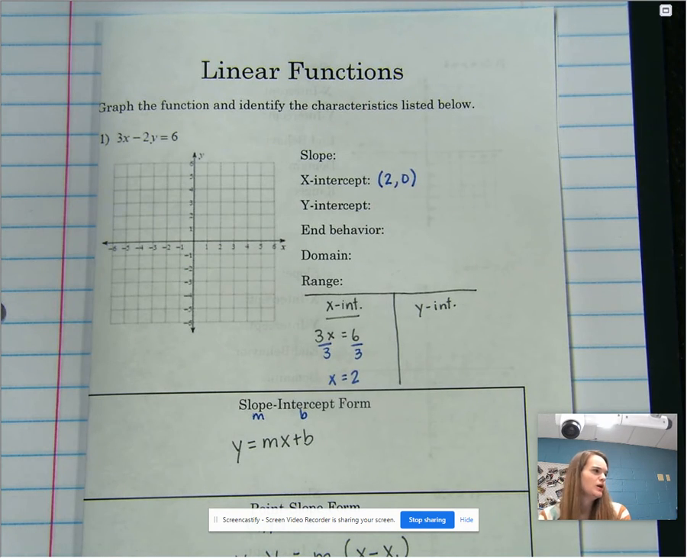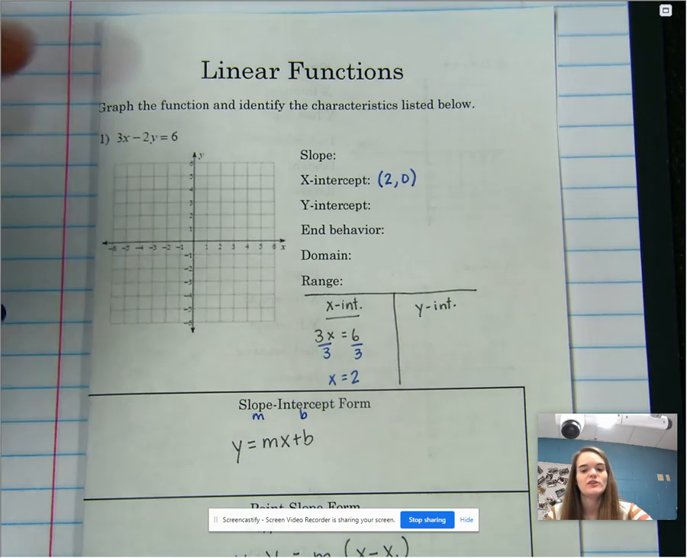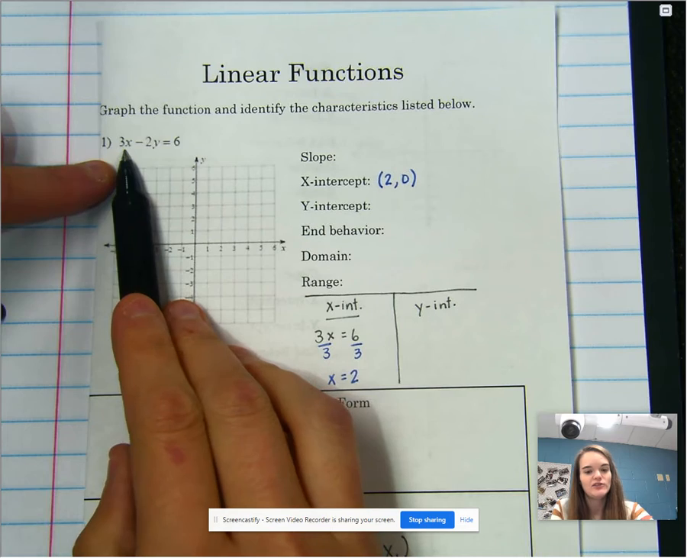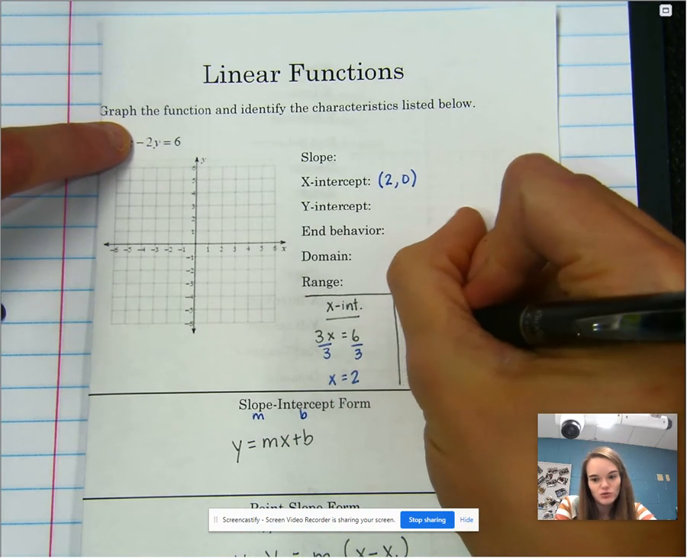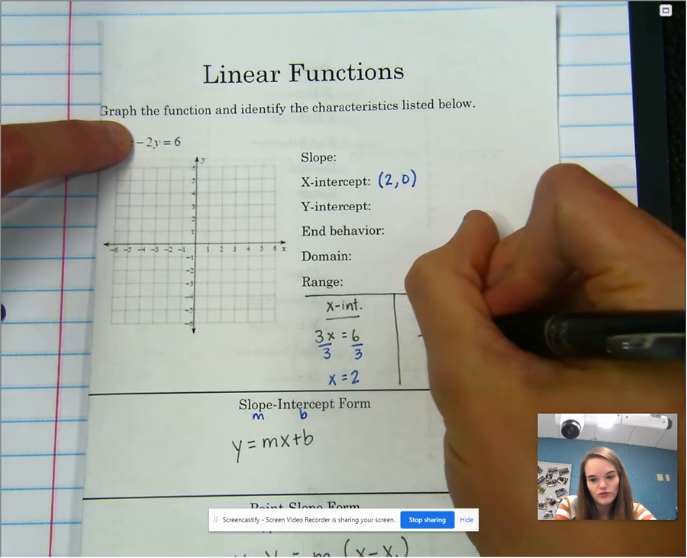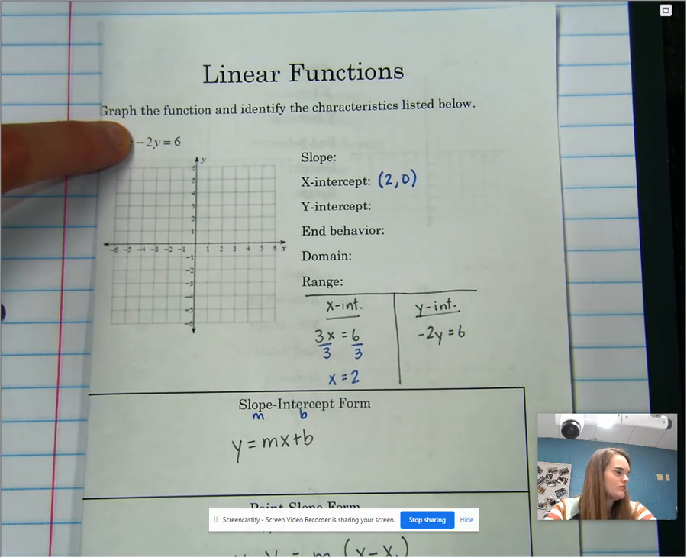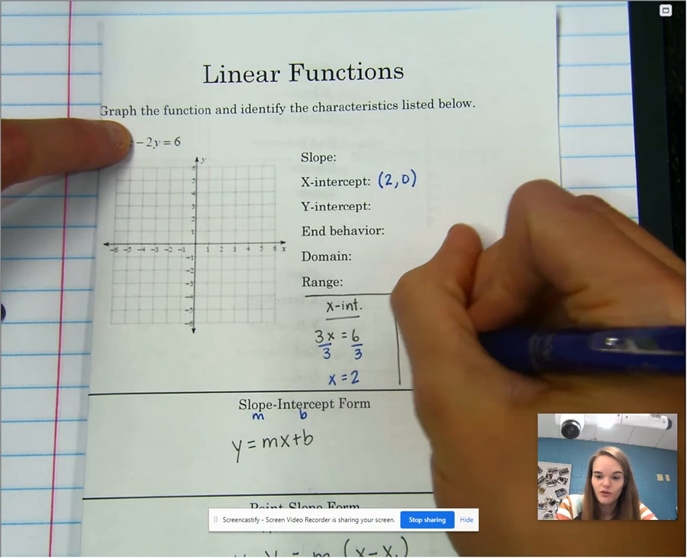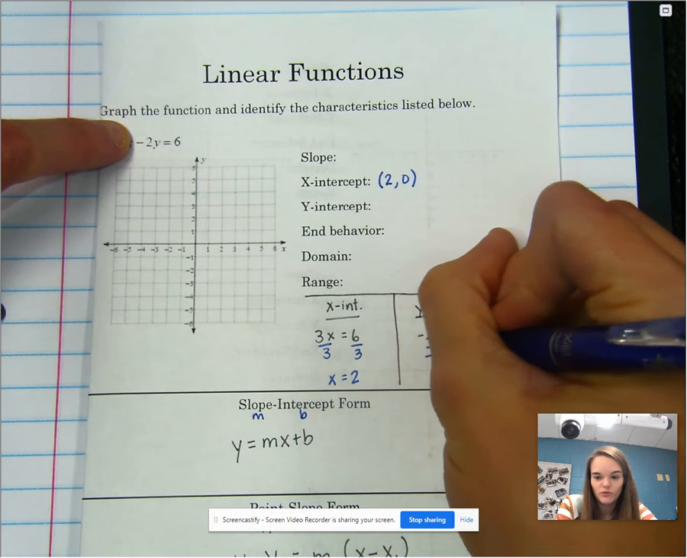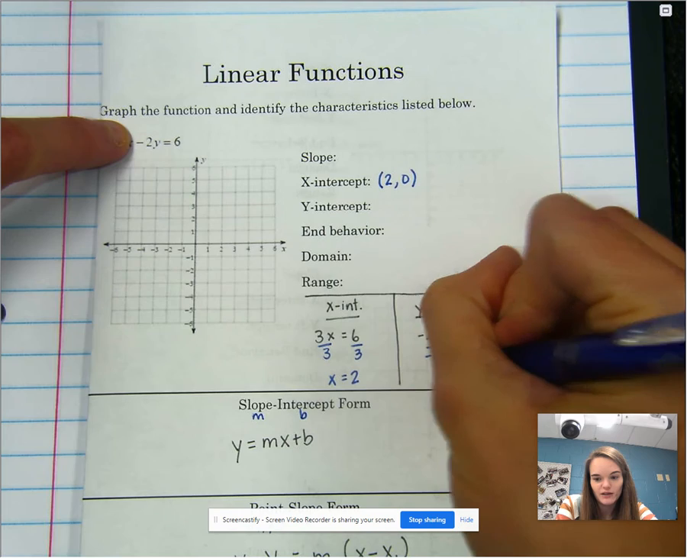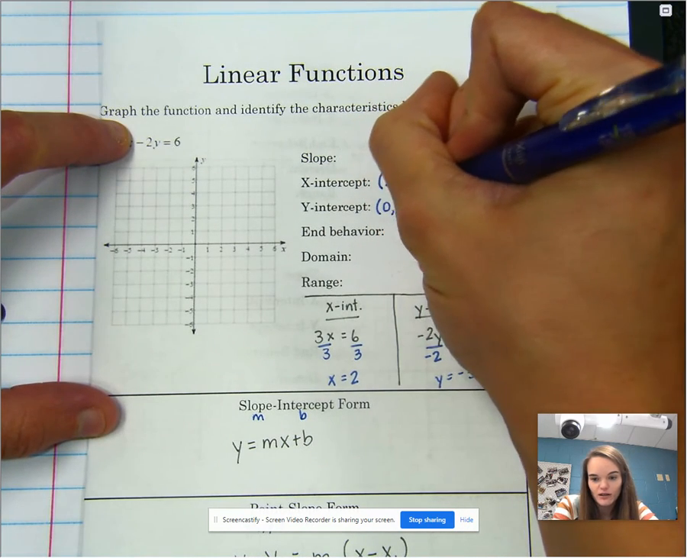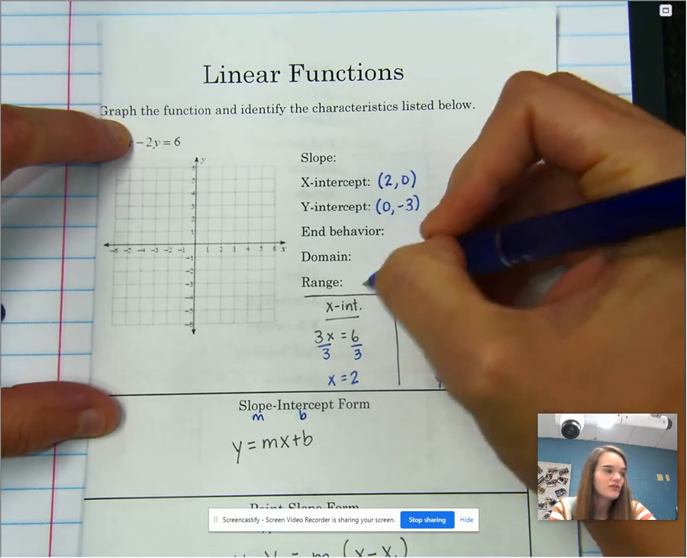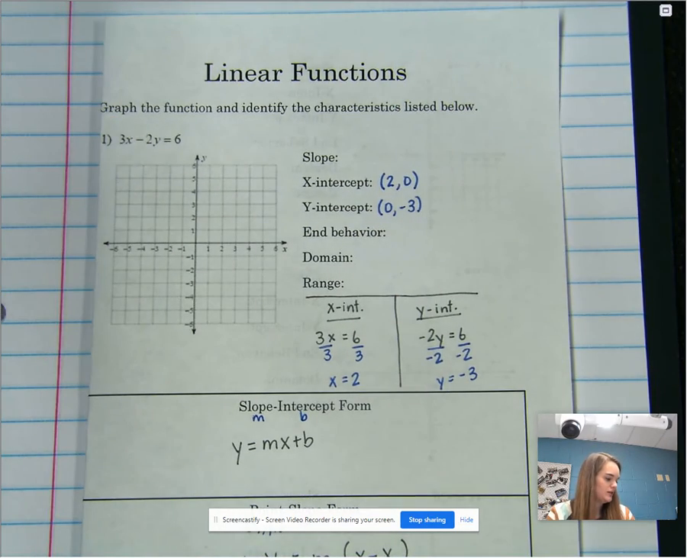We will do the exact same thing to find the y-intercept, except for the y-intercept, x is 0. That means this 3x would go away, and we would be left with negative 2y equals 6. Okay, now we'll solve this one for y. Divide by negative 2. Y equals negative 3. That means our y-intercept is (0, negative 3). We will find the rest of this after we graph it, okay?